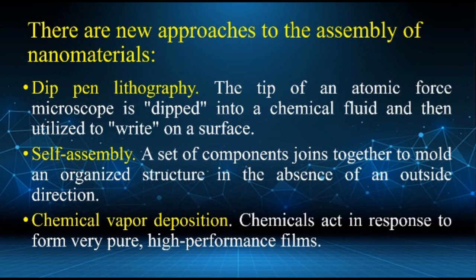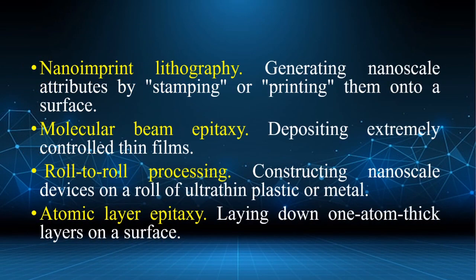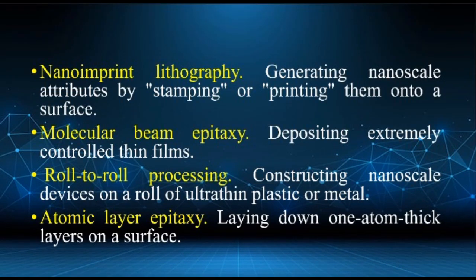Next is the chemical vapor deposition. It is a procedure wherein chemicals act in response to form very pure high-performance films. Next is the nano-imprint lithography, generating nanoscale attributes by stamping or printing them onto a surface. Next, let's have the molecular beam epitaxy, depositing extremely controlled thin films.